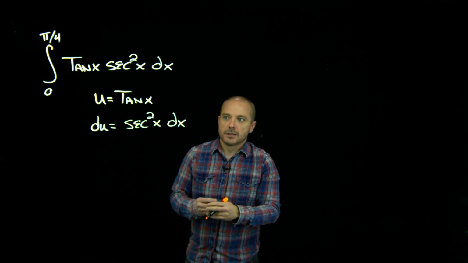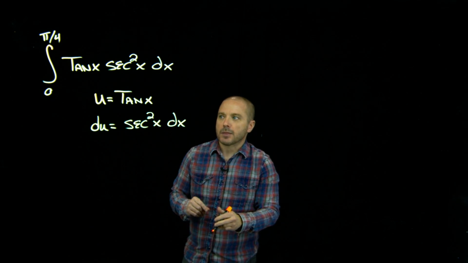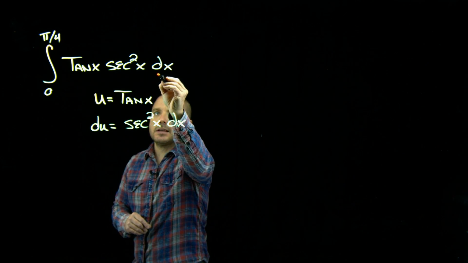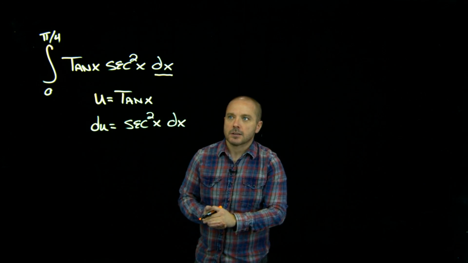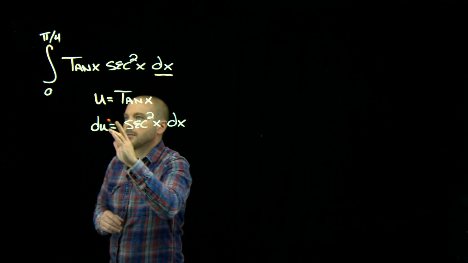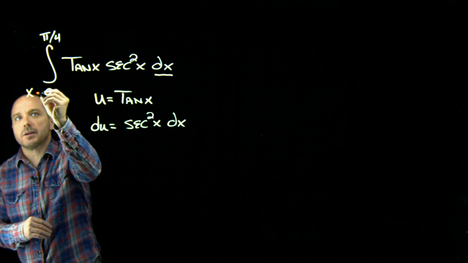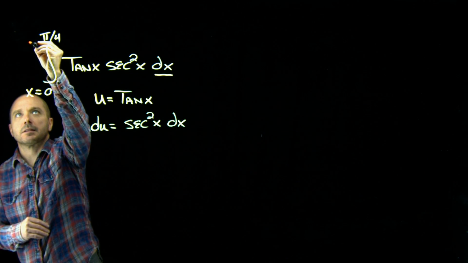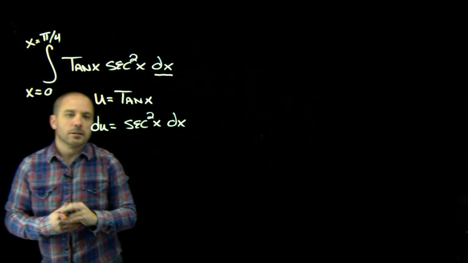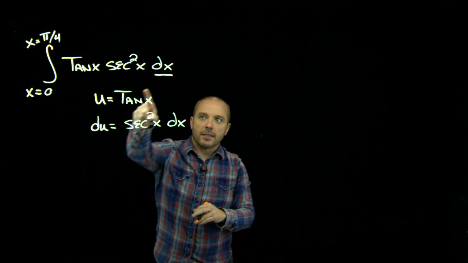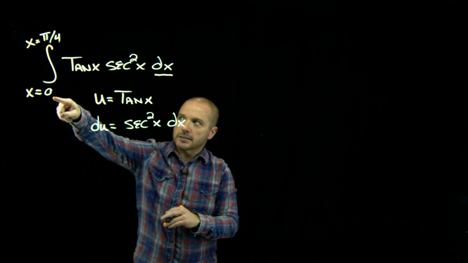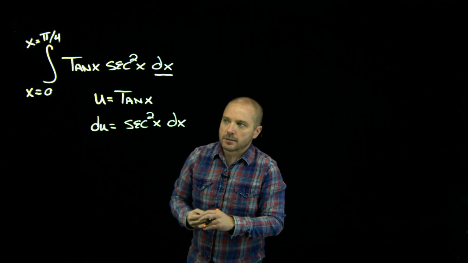Fairly straightforward at this point, but I want to emphasize something. Remember, this dx here is telling us what the variable of integration is. Implied in that is that this number here is an x. This number here is an x. Even though we don't write that, that symbol tells us that those numbers are values of x.